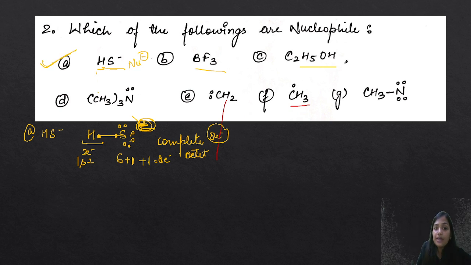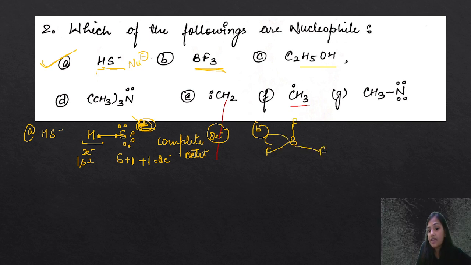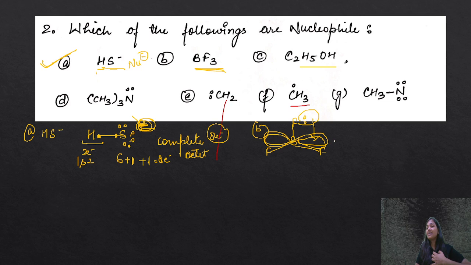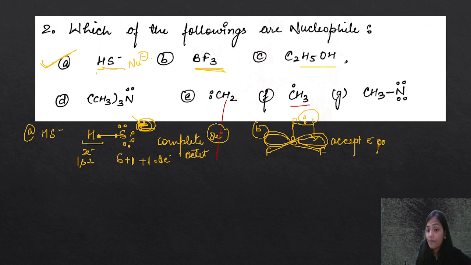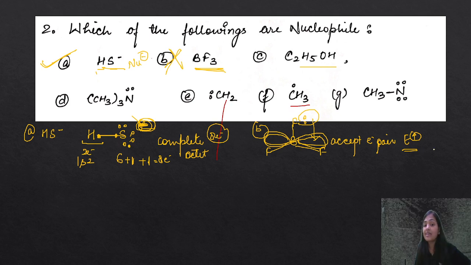Done. Now in the case of BF3, we already did it in the previous question. BF3 usually has this kind of structure, and in the case of BF3 we have a vacant orbital. That's why the fluorine forms back bonding with the boron. Ultimately, the presence of this vacant p orbital over the boron shows that it is accepting an electron pair. Any species that accepts an electron pair, that shows affinity for electrons, is said to be electrophilic in nature. So this is an electrophile, not a nucleophile. So BF3 is not a nucleophile. This is electrophilic in nature.